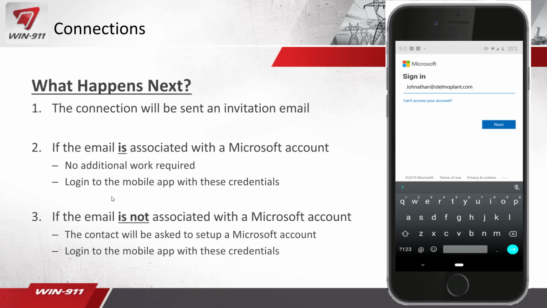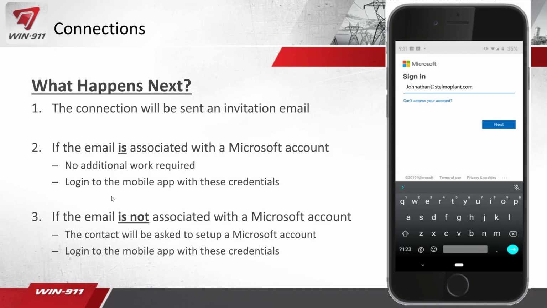If this is a personal email that's not associated with a Microsoft account, you'll have to set that up. It's going to be in the email that's sent to you. That invitation email will have a link to set this up with a Microsoft link. And you log into the mobile app with the same credentials as soon as you get it validated on the Microsoft site.